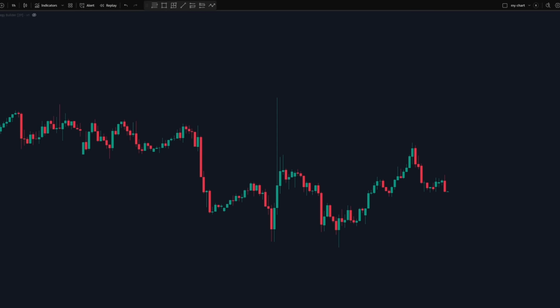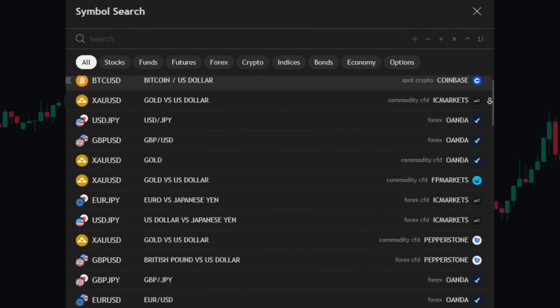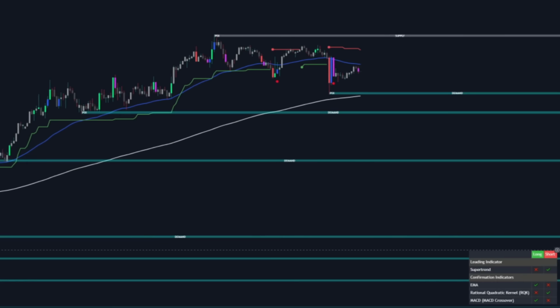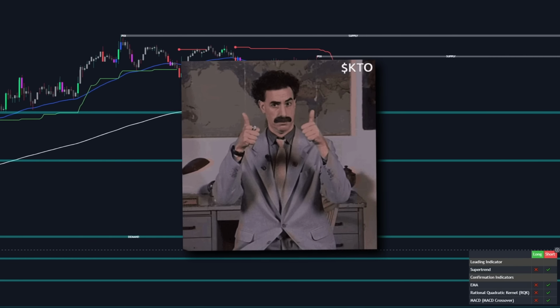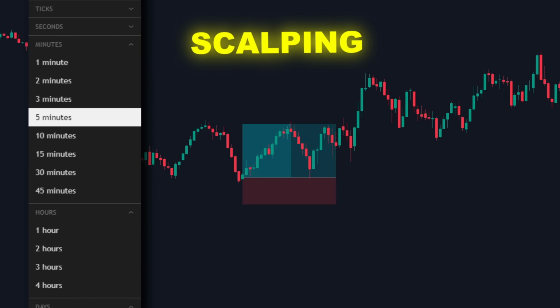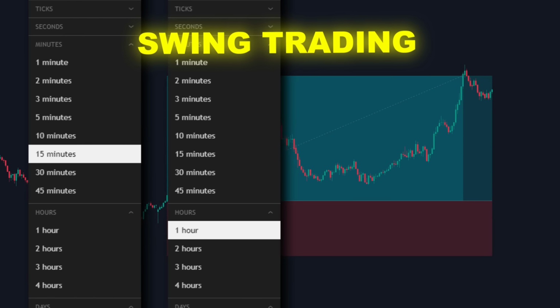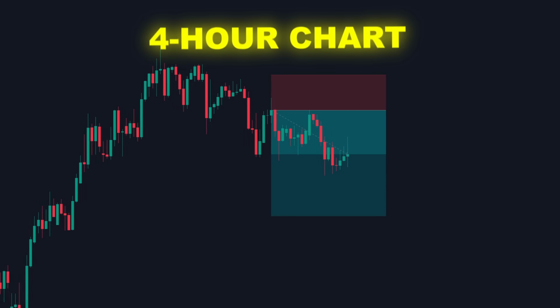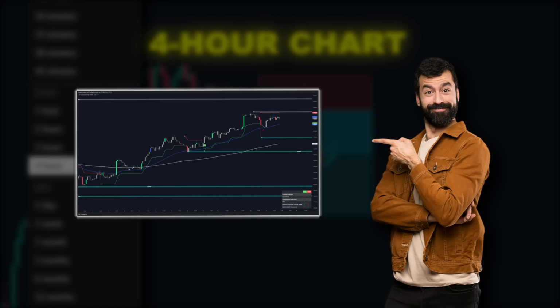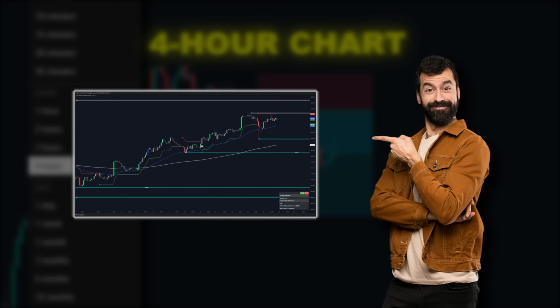Once you're inside TradingView, load up whatever market and time frame catches your interest. This powerful tool works brilliantly across various time frames. Whether you're scalping on the 5-minute charts, swing trading on the 15-minute and 1-hour setups, or position trading on those 4-hour charts, this indicator adapts perfectly to your trading style.